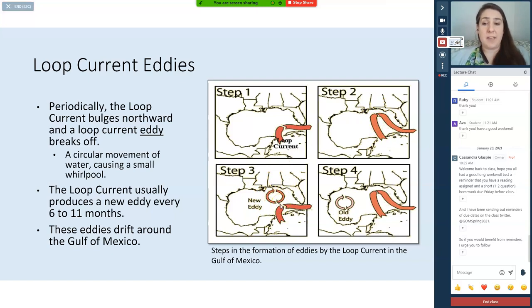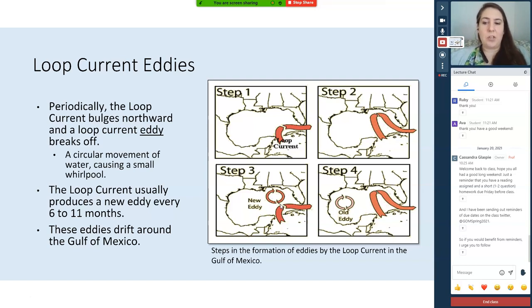So here I have the definition of an eddy. A loop current eddy is a circular movement of water causing a small, what we would think of as a whirlpool. And we're talking about relatively small, right? You're not going to be in a boat and point out a little whirlpool happening in the water and say, that's an eddy. If you were in a boat, you might notice that you were in an eddy because the water current would change direction, but it's much, much larger than a person would be able to see. You could see it from satellites. Smaller in terms of it's not the size of a gyre.